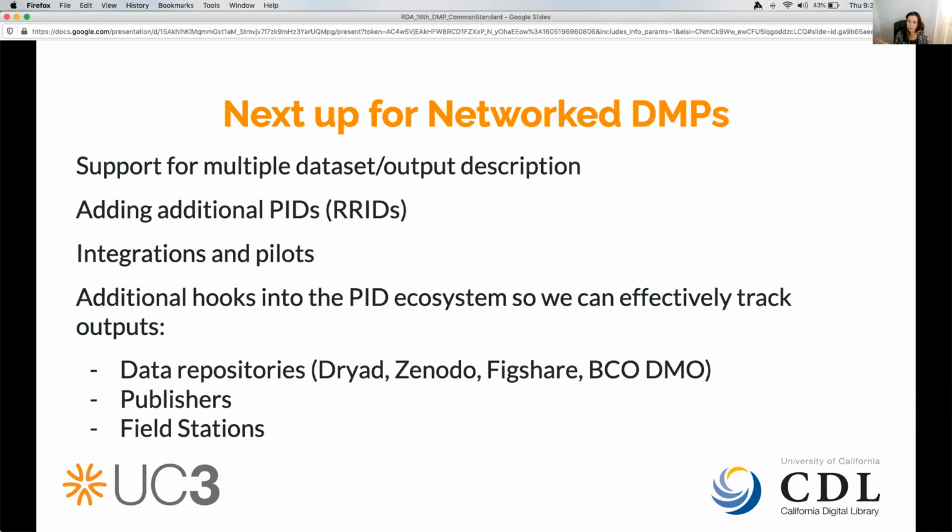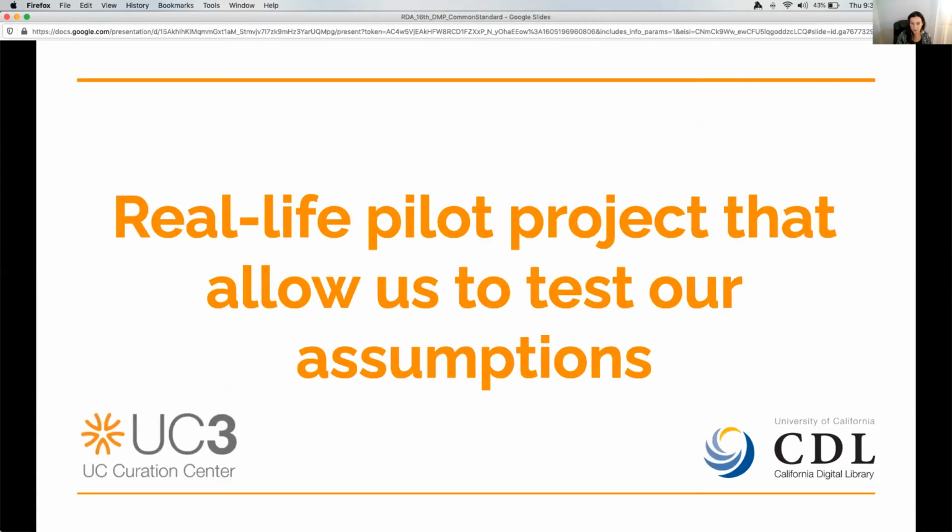The things that we are building to increase the capabilities of these new DMPs are, most importantly, support for multiple data set or output descriptions. What I mean by that is a more granular description, in a controlled manner, of specific outputs that are going to be produced as a result of a research project. We're adding additional PIDs wherever it makes sense. And we're also pursuing several important integrations and pilots. And this is also where that common standard comes into play and is very important.